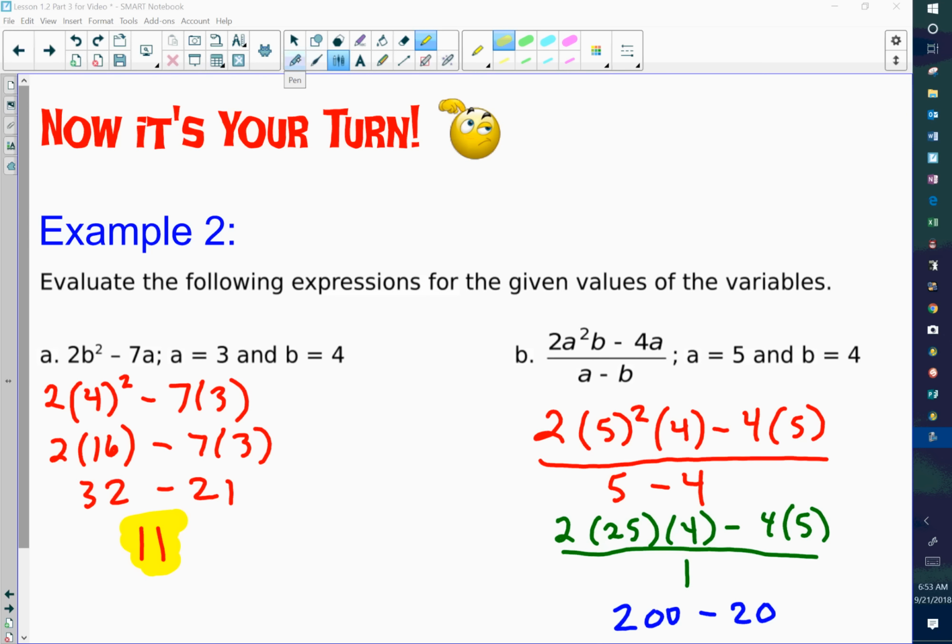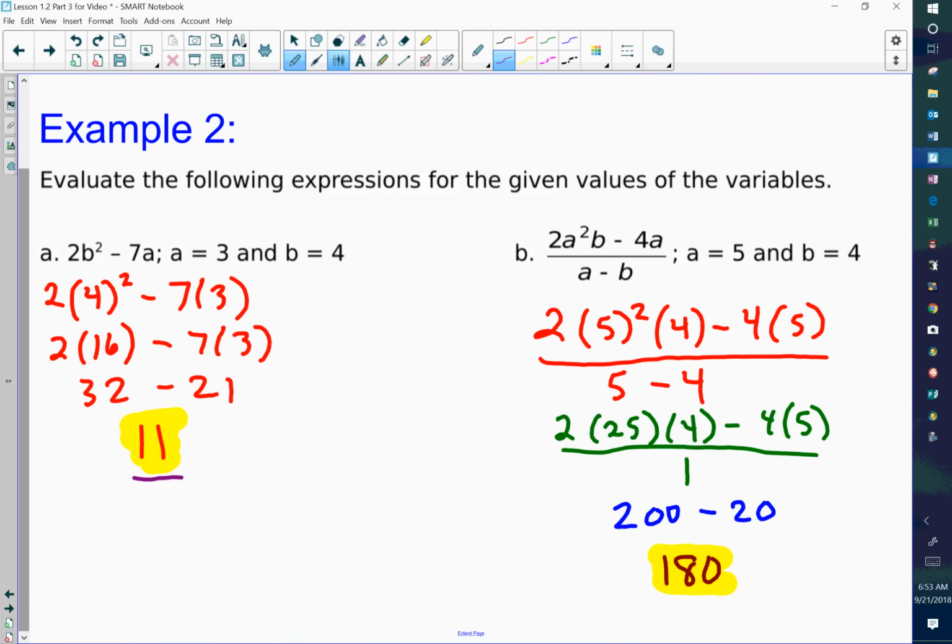Okay, answer to the first problem, as you can see, is 11. If you didn't get that answer, look through my steps and see if you can figure out where your error is. In the second part, in B, I've made each step a different color because the fraction makes it kind of confusing. I've substituted all the letters with numbers and then simplified and got 180. Again, in a fraction problem, I looked only at the first part by itself as a separate problem and only at the second part or the bottom as a separate problem. When you get 5 minus 4 and get 1 on the bottom, that just makes the denominator disappear.